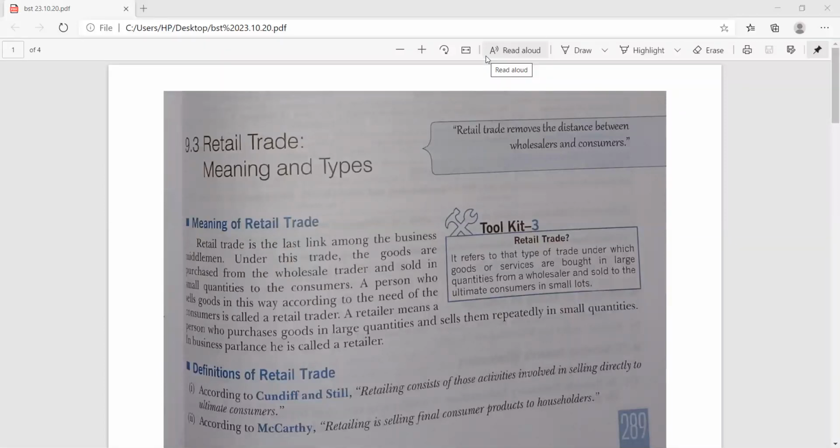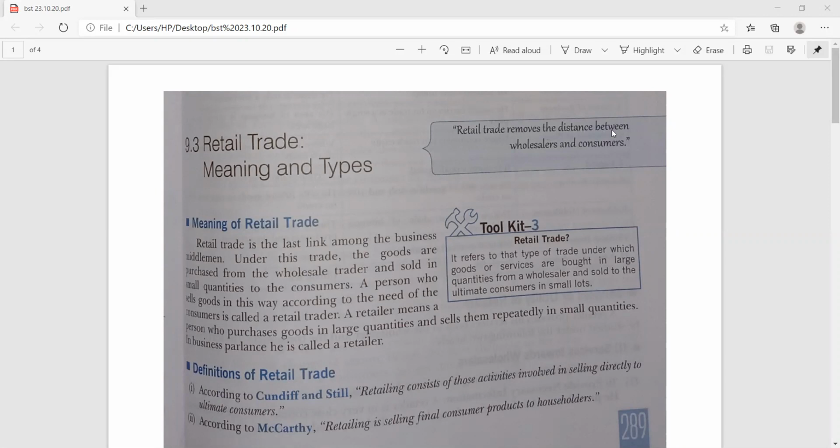But today what will we do? We will learn about retail trade. First of all, learn the meaning of retail trade in the toolkit. It is given over here. It refers to that type of trade under which the goods and services are bought in large quantity from the wholesaler. The retailer buys the goods from the wholesaler and sells them to the consumer in small units. So that is retail trade.